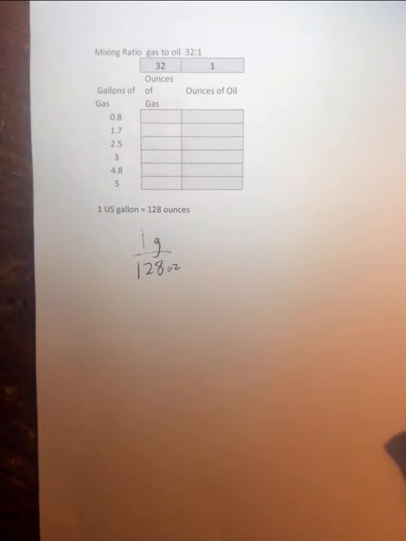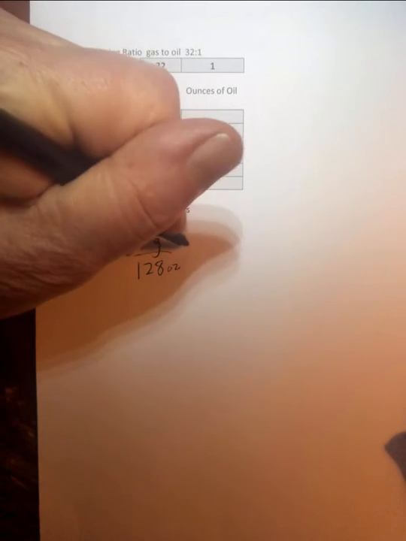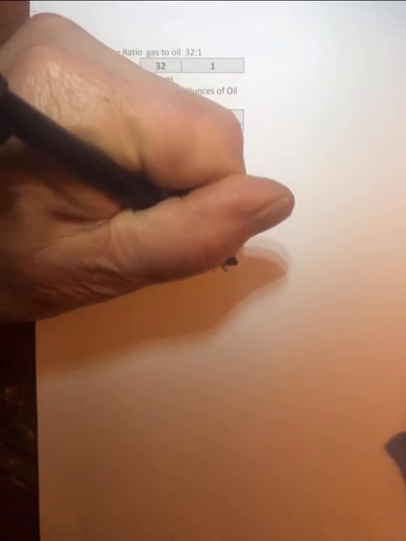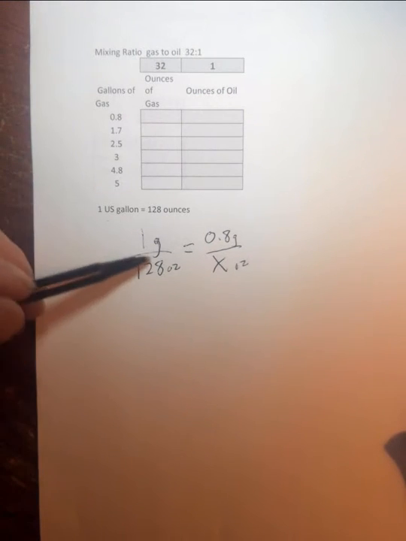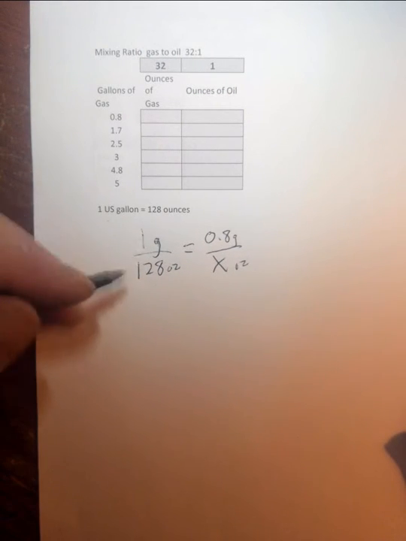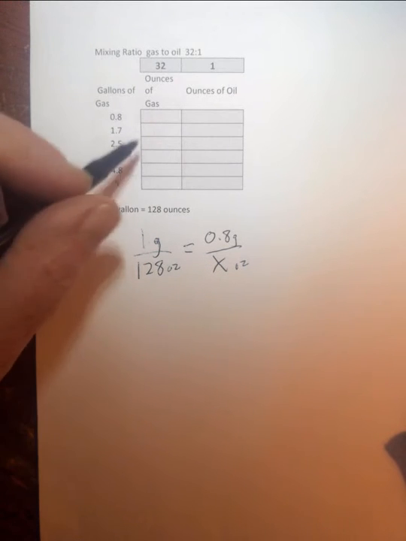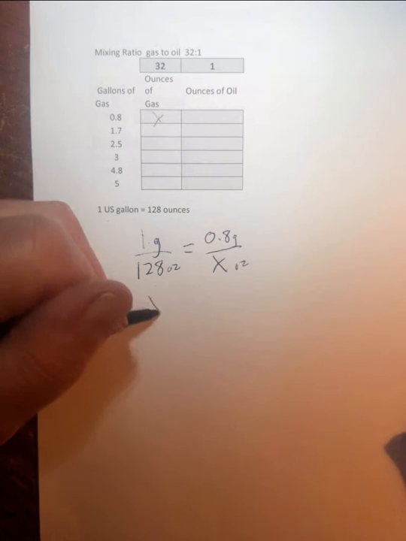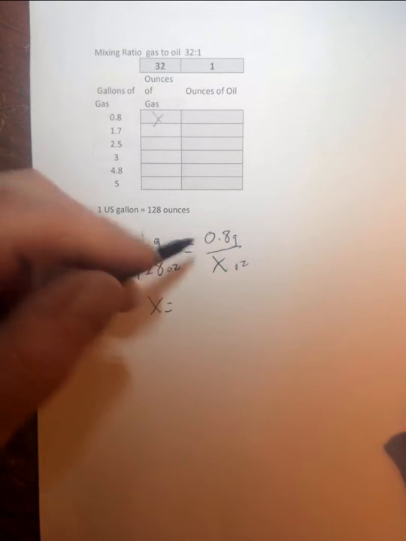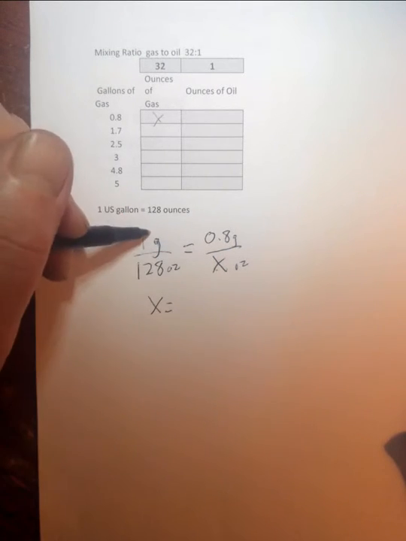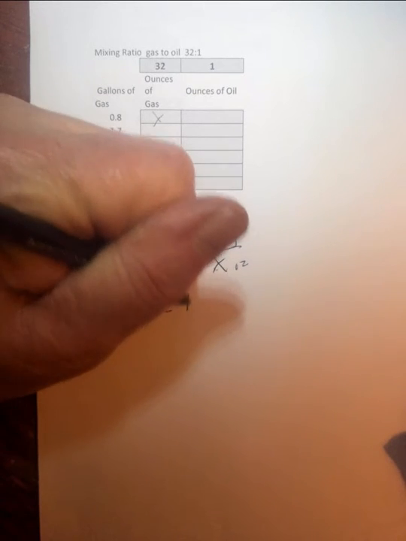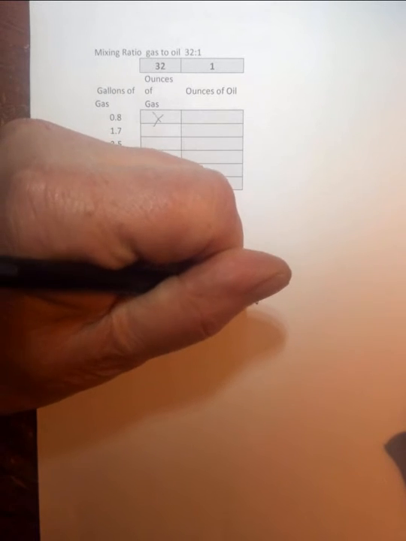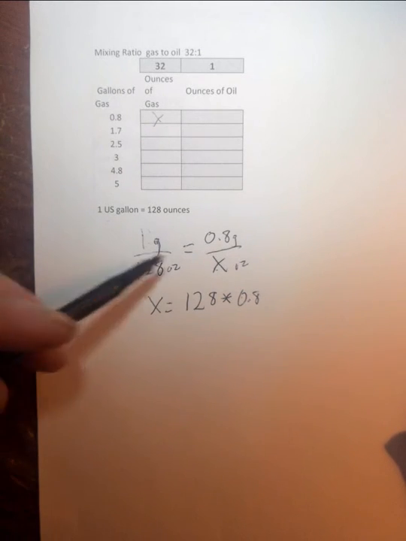So I got 1 gallon is to 128 ounces, as 0.8 gallons is to X ounces. So now I'm going to cross multiply, and I get X, which is this. That's X. X equals, because X times 1 is X, 128 times 0.8. So I'm going to stop there.